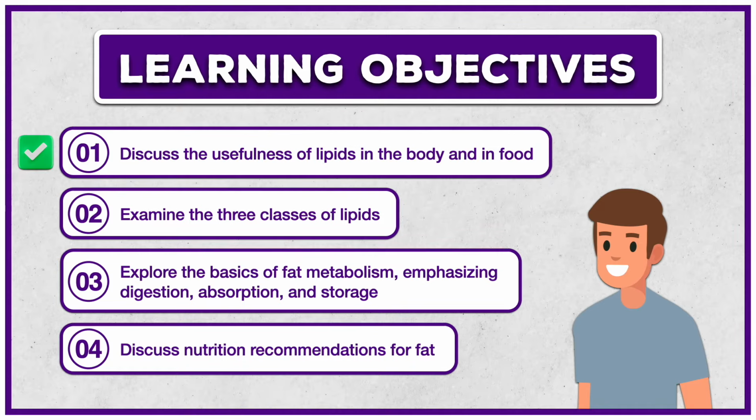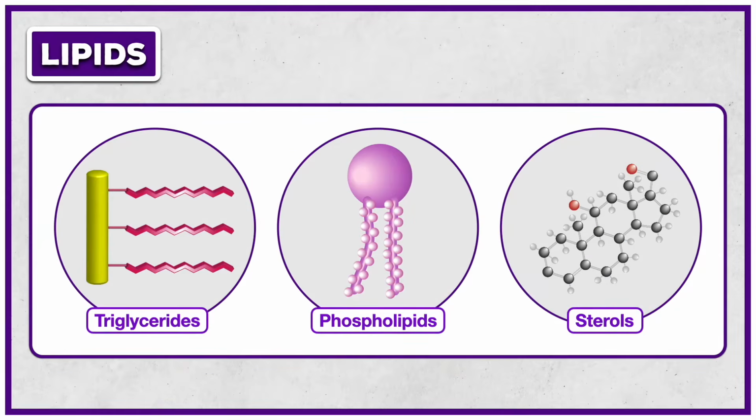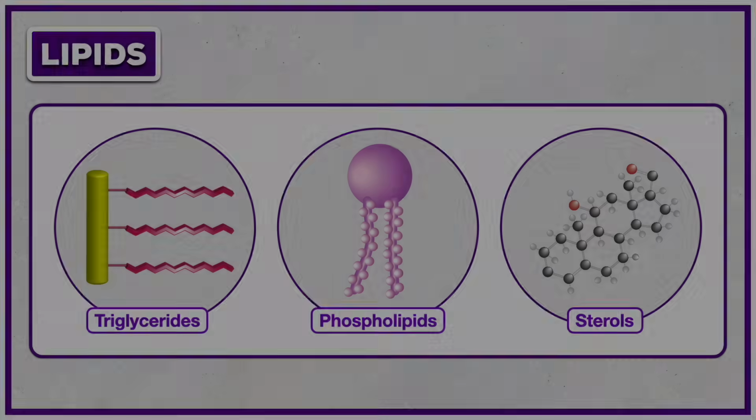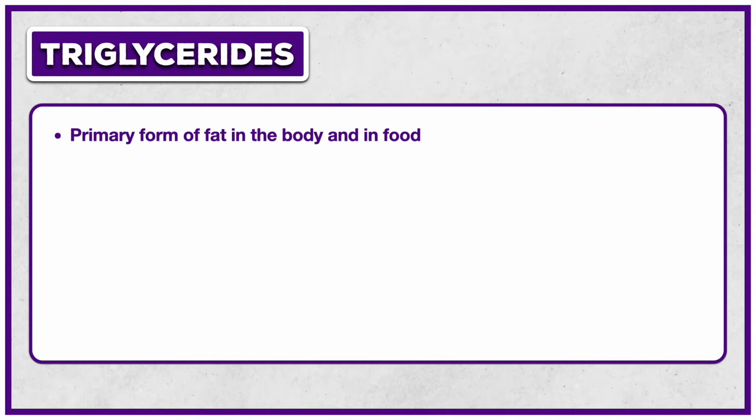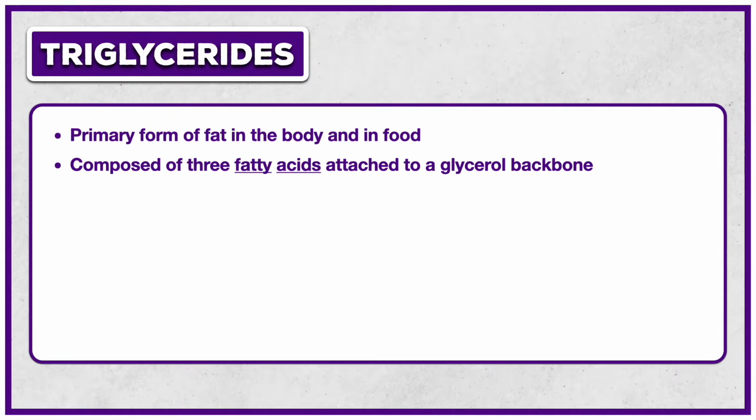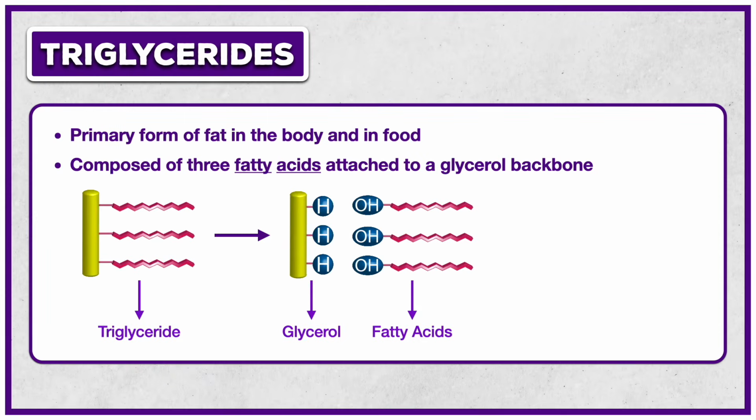Now we're going to examine the 3 classes of lipids. Once again, the 3 classes of lipids are triglycerides, phospholipids, and sterols, and we'll tackle them in this order. Triglycerides are the primary form of fat in the body and in food. They're composed of 3 fatty acids attached to a glycerol backbone. Every triglyceride has that glycerol backbone and 3 fatty acids.